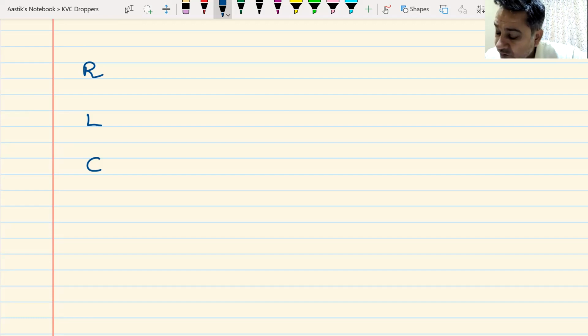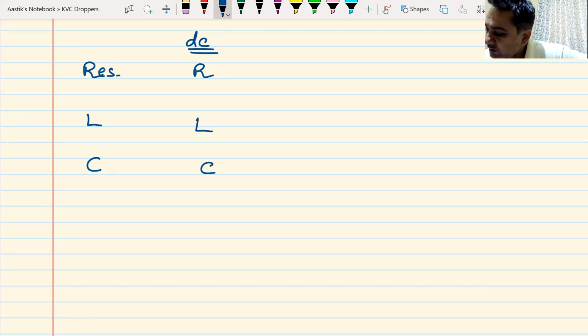Now, if we talk about DC circuits, it has a resistance R, it has an inductance L, and it has a capacitance C. I should have written here resistor. So let me change it so that you don't get confused why I've written it 2 times. So this is resistance, this is inductance or inductor, and this is capacitor. Do we understand what I'm writing here? Resistance is R, inductance is L, capacitance is C.